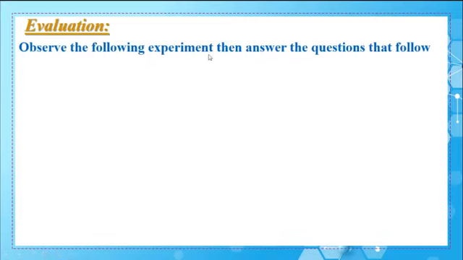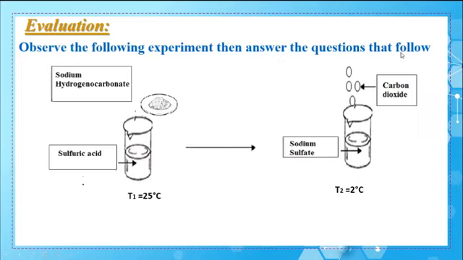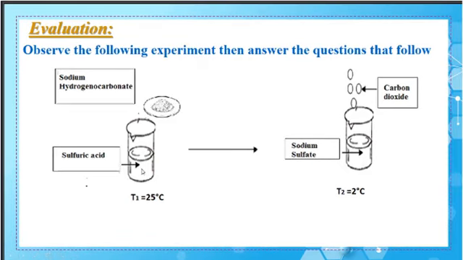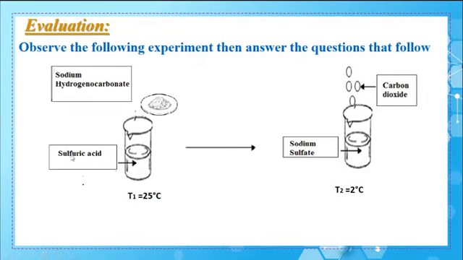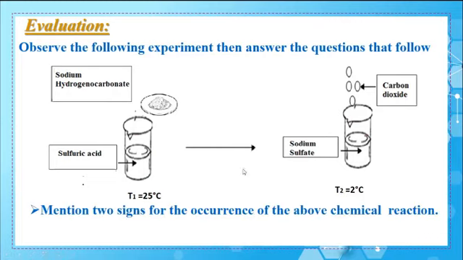It's evaluation time. Observe the following experiment, then answer the questions that follow. Don't forget to pause the video. Sodium hydrogen carbonate. In the beaker we have sulfuric acid at a temperature of 25 degrees Celsius to give bubbles of carbon dioxide gas, and sodium sulfate here at a temperature of 2 degrees Celsius. Mention two signs for the occurrence of the above chemical reaction. Pause the video. Good. Change in temperature and release of gas.